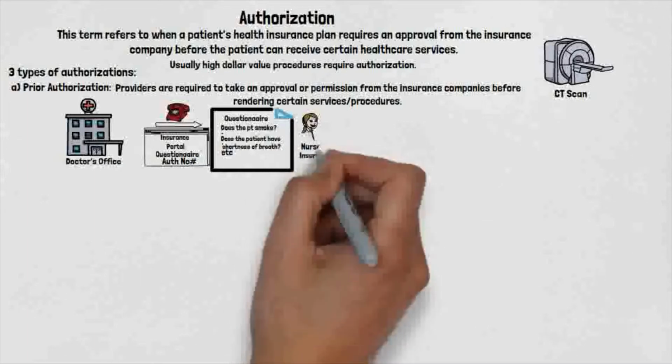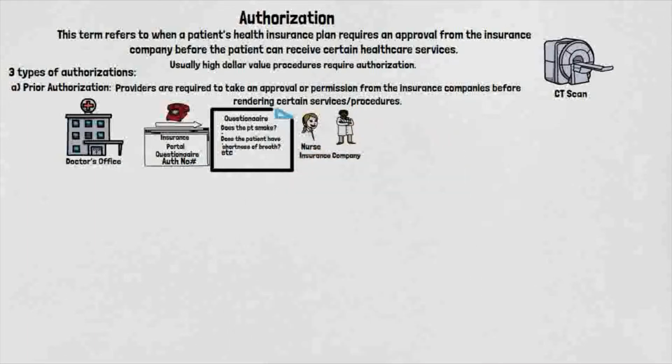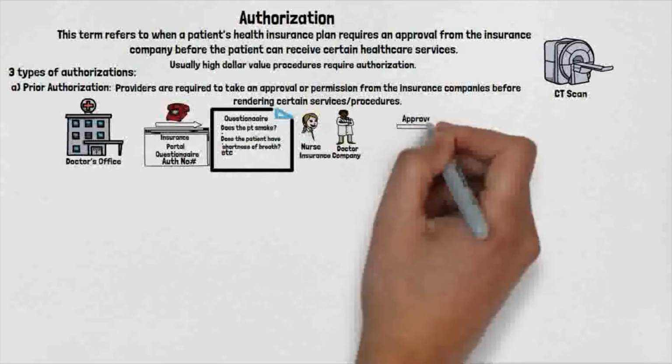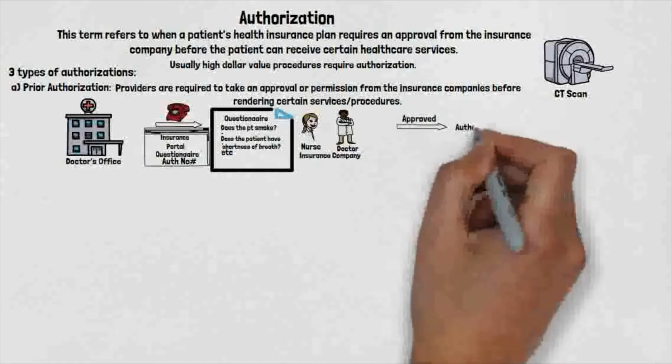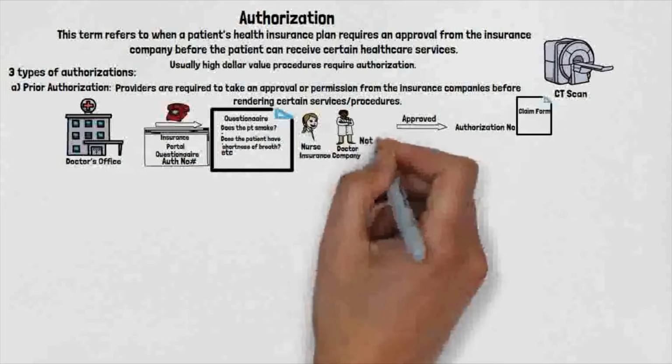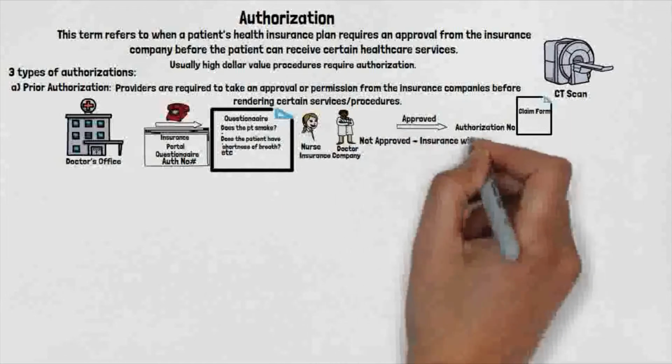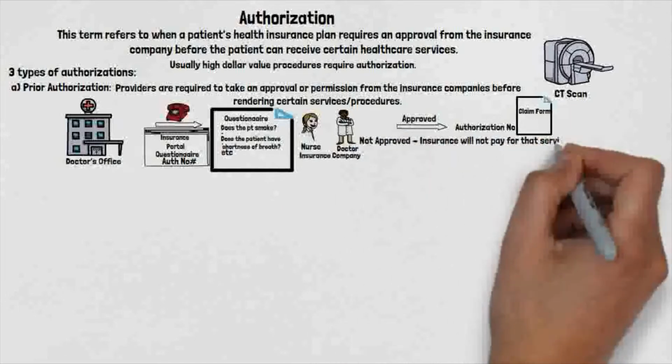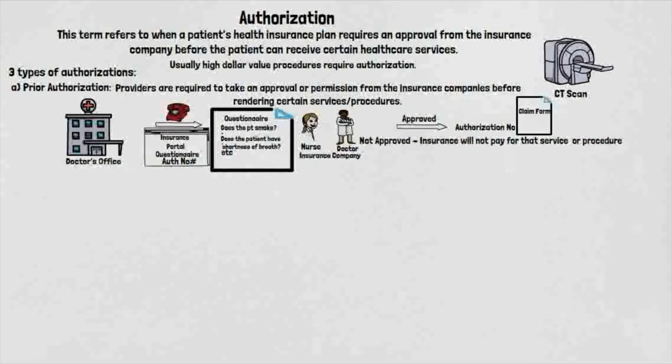But if it does not meet medical necessity, the doctor's office needs to get in touch with the authorization department and speak with a nurse or a doctor who works on behalf of the insurance company and explain them the reason why the test or procedure is being performed on the patient. If it is approved, they will provide the doctor's office with an authorization number which should be mentioned on the claim form. And if it is not approved, insurance company will not pay for that service or procedure.